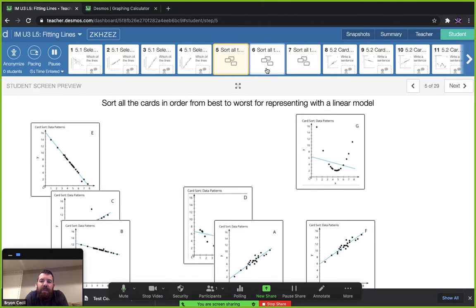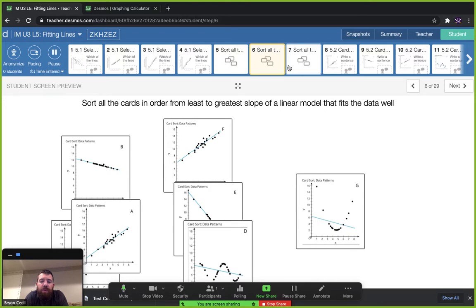I'm going to skip these 3 card sorts. You're more than happy to go through these on seeing the greatest slope and those sorts of things. Just remember, guys, when we talk about slope, a flat line is 0 slope. A vertical line is an undefined slope.